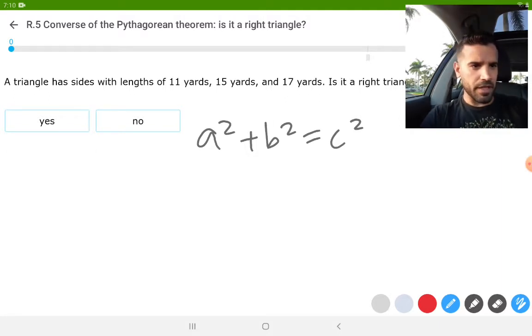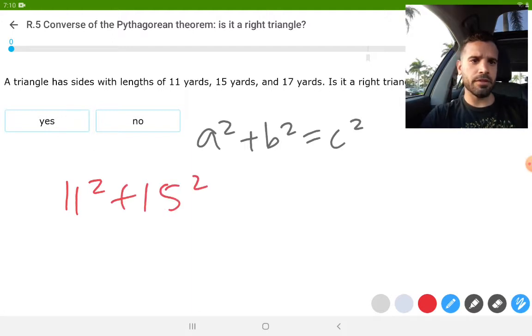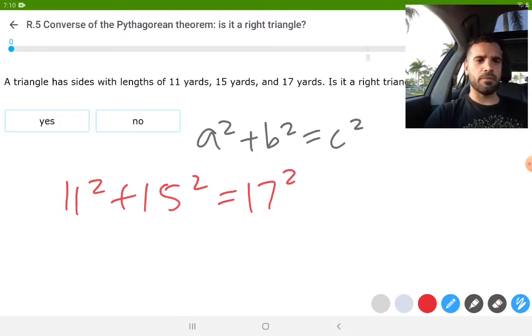So in this problem we have 11 squared plus 15 squared is equal to 17 squared. And basically we have to solve this equation, all of its parts, and prove whether or not the left side is equal to the right side. If both sides balance, then we have a right triangle. If they're not the same, we do not have a right triangle.